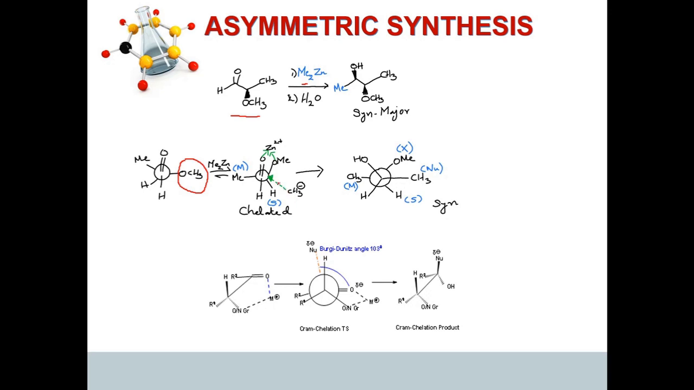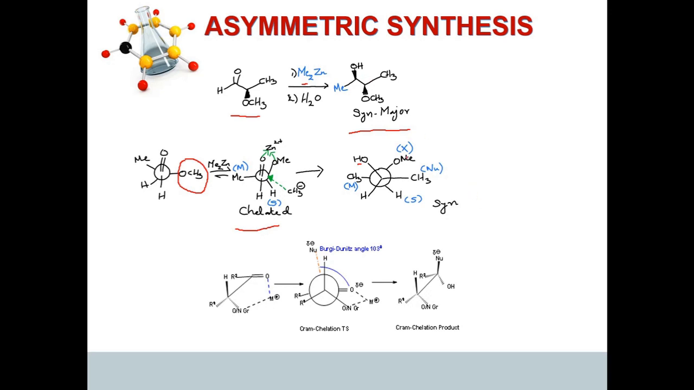Now, when this attack takes place, my OH will be pushed here. So, I have my OH here, my hydrogen is pushed here, I have my methyl group here, and my OMe is still here. I have my methyl and my hydrogen. Now when this chelation occurs, I end up with a syn as major product. So, this is my syn product.